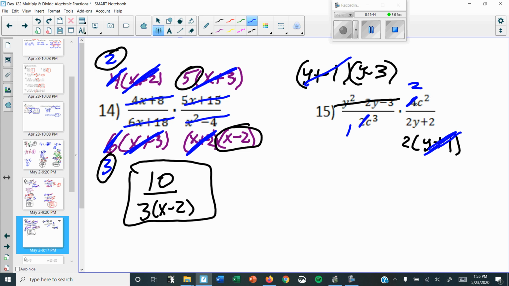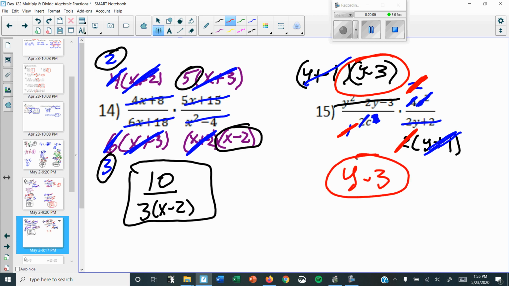I see 2 C's on top and 3 on the bottom. So 2 C's goodbye. And if I take out 2 of these C's, I'm only left with 1 C. Also, I should have crossed that off. Is there anything else? Yes, there is. The 2's. There's a 2 on top and a 2 on the bottom. And again, I don't really care about that 1. So what am I left with? I'm just left with y minus 3. There's your answer. Ta-da!